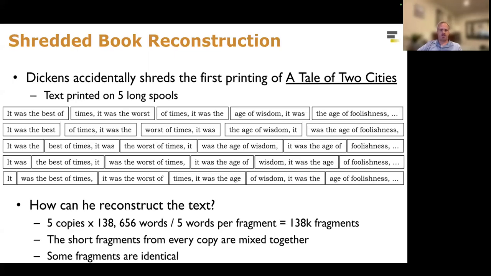As we try to do this reconstruction problem, we're going to come to realize that a really important challenge is that some of the fragments in here are going to be identical. So here, colored in yellow, are two fragments of "times it was the", and colored in blue, "it was the age of". And it turns out those identical fragments are going to be really, really important as we try to piece together the entire genome from all these sequencing reads.